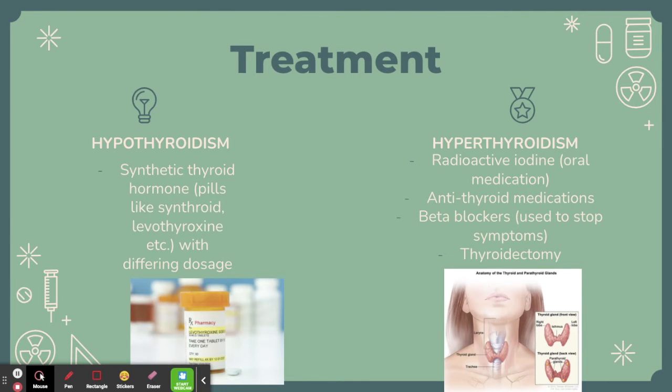For treatment, for hypothyroidism, synthetic thyroid hormones can be used. Pills like Synthroid and levothyroxine can also be used, with differing dosage based on the patient and how their body's doing. For hyperthyroidism, a radioactive iodine, which is an oral medication, can be used. Anti-thyroid medications and beta blockers can also be used. And a thyroidectomy could be done to just take out the gland itself.